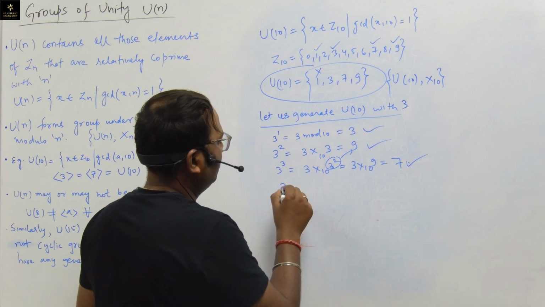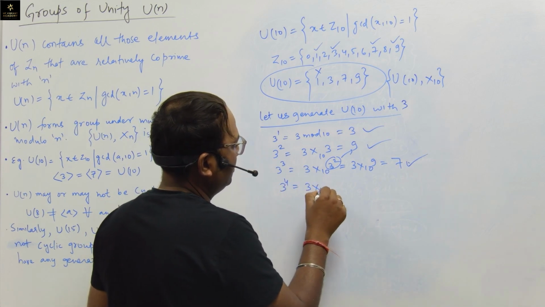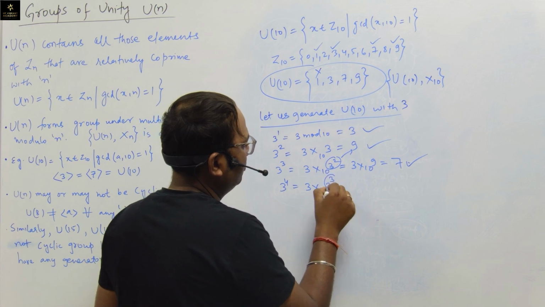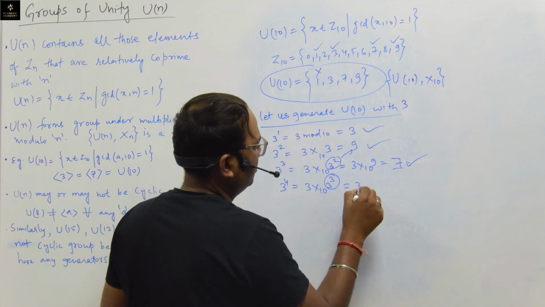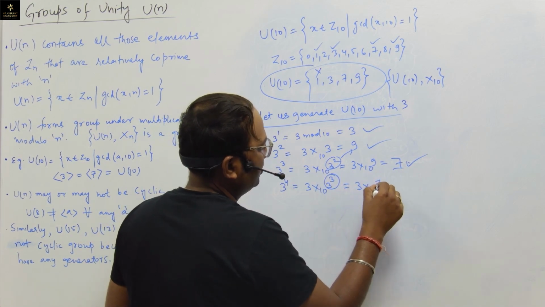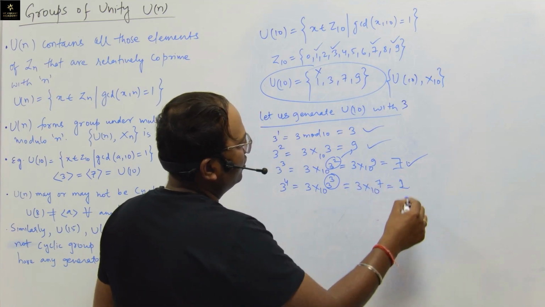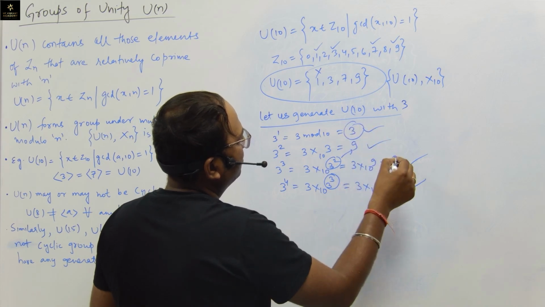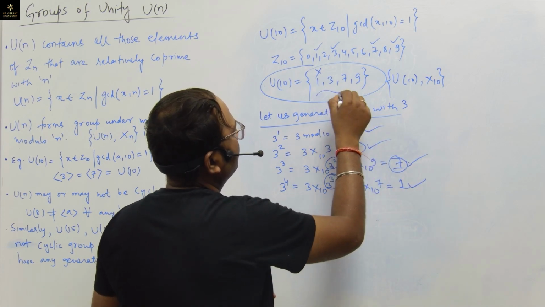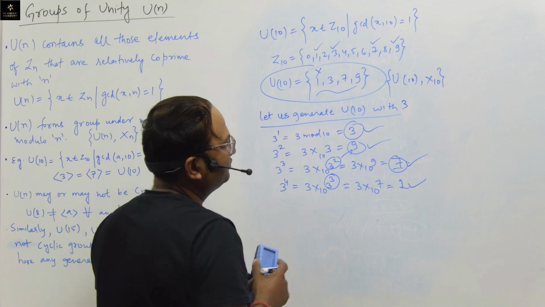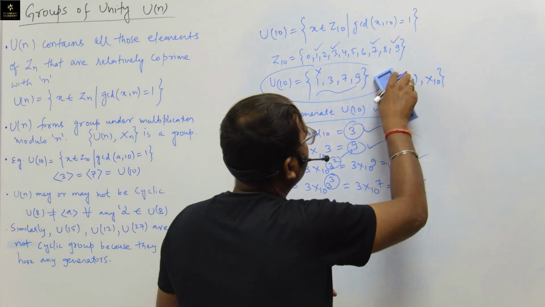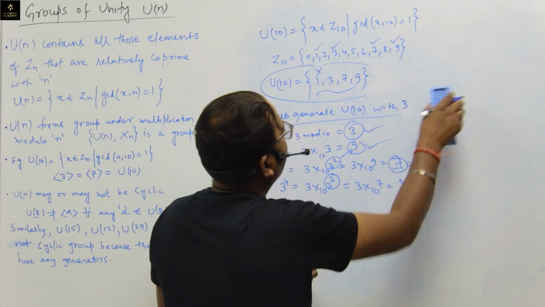So 3 is generated, 9 is generated and 7 is generated. Now we have 3 to the power 4. This is 3 cross 3 cubed, and 3 cubed is 7. So this is 3 cross 7, which is 21 mod 10. This is 1. So 1, 3, 7 and 9, all the elements are generated. This means 3 is the generator. So let us write down here: 3 is the generator.